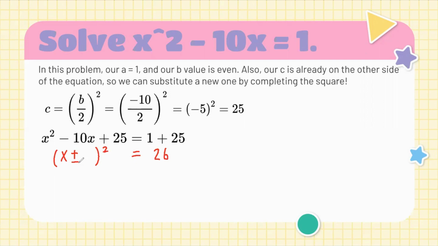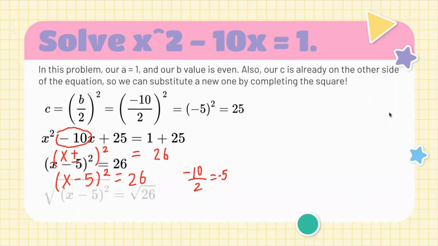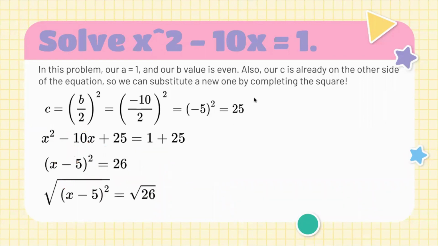Shortcut to find the value that you're subtracting or adding is by taking half of your b value, which is -10. -10 divided by 2 is just -5. So you'll be subtracting 5 from x, so this would be x minus 5 squared equals 26. Now that you simplified it, we can go ahead and solve for x.